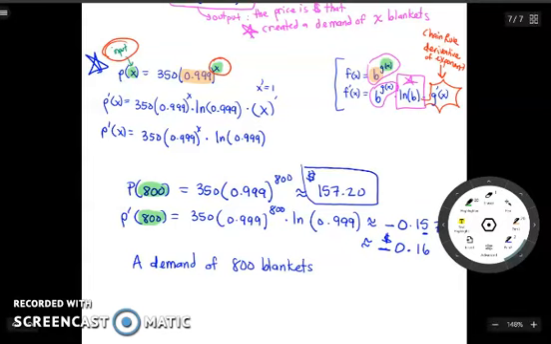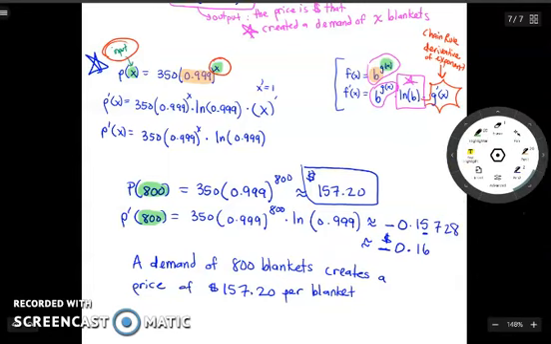So a demand of 800 blankets creates, or maybe I say is related to, the price that is created by a demand. Okay, so I'll say creates a price of, oh my God, that's an expensive blanket, of $157.20 per blanket. Holy smokes. I don't know, some blankets are expensive, I guess. Comforters. And what's happening to the price? It's a negative derivative. So that price is on the way down.